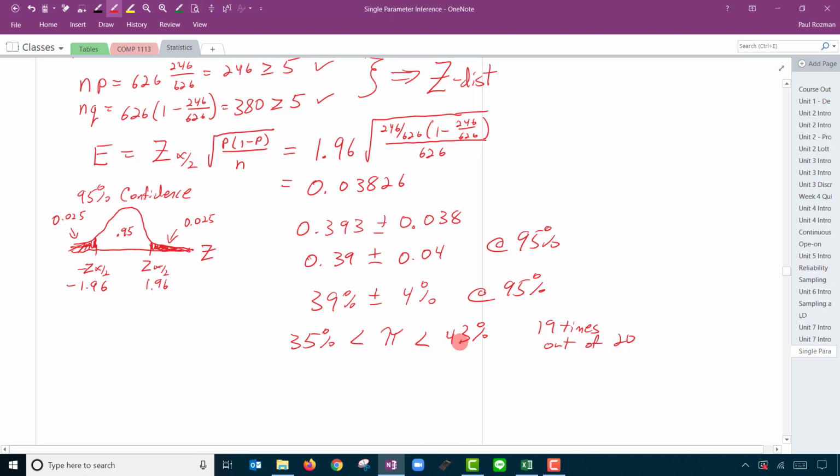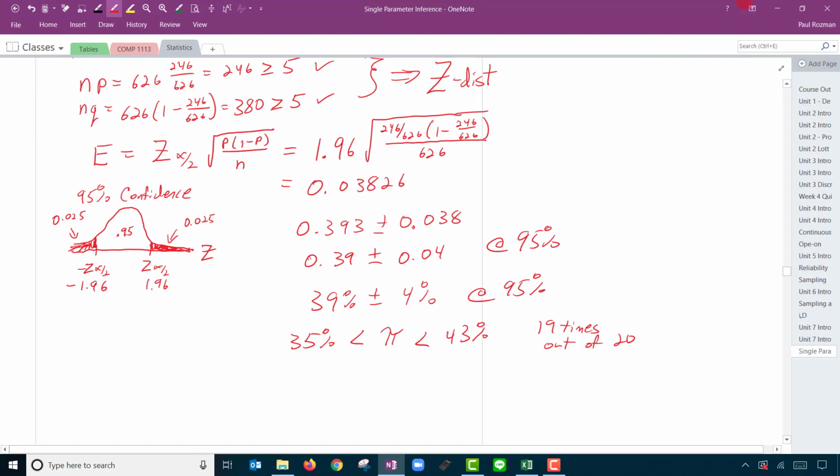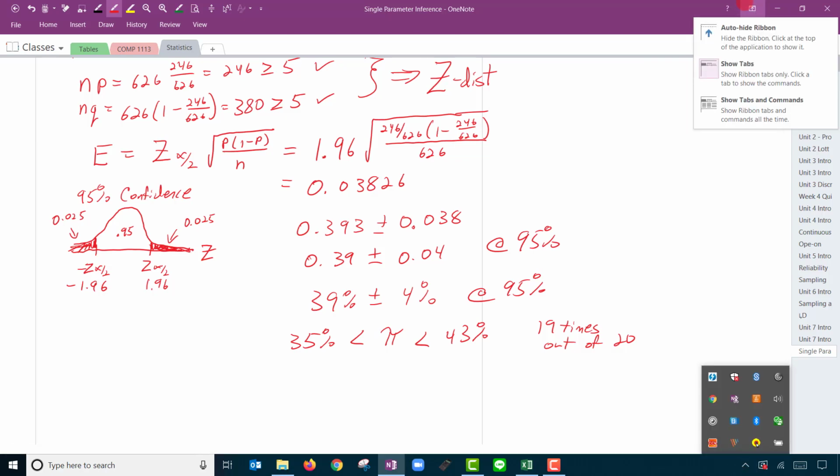We can narrow that down by increasing n. So if we sampled 2,000 members of the society, our range would get narrower. We come closer and closer to estimating the actual value for the population. So yeah, that's how you do these. I'll show you in Excel.